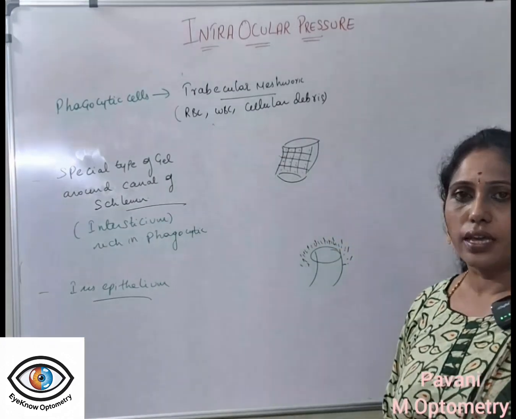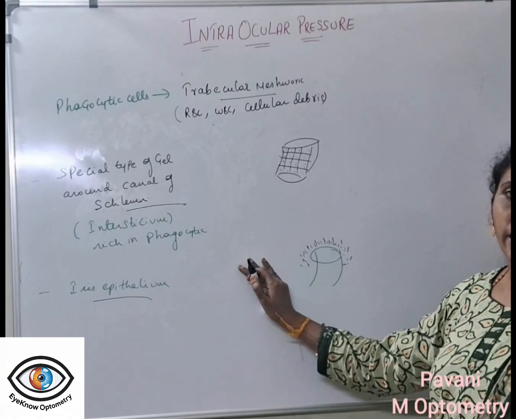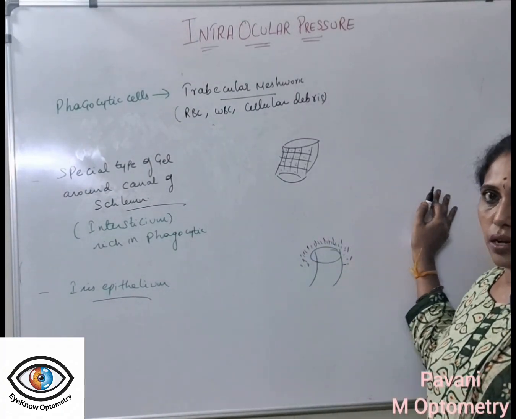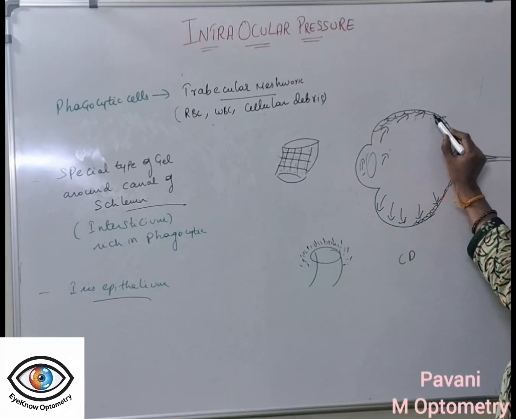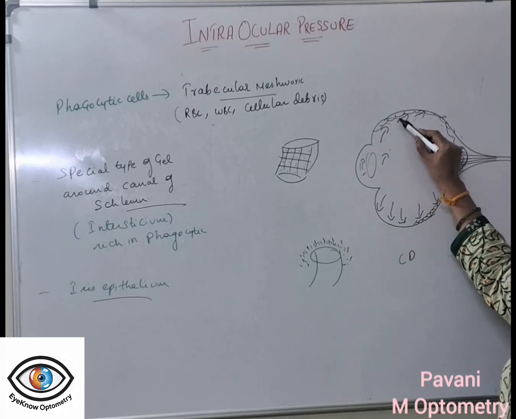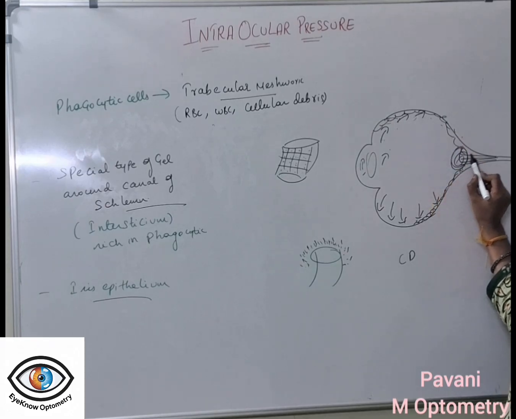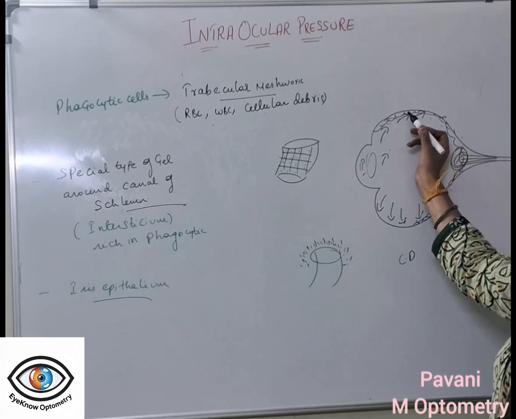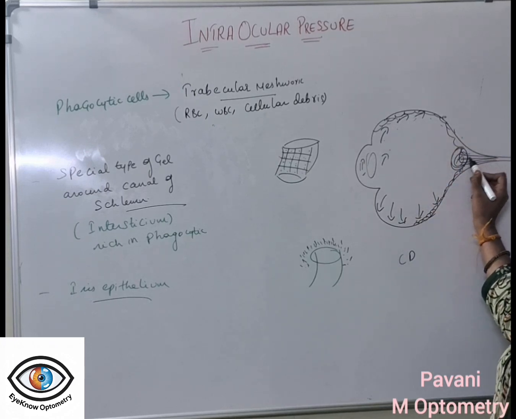Whenever we talk about the increase in the intraocular pressure, mainly we say that there will be damage to the optic nerve. Why does it happen? When the pressure increases, here you will have the ganglionic cells, right? The pressure will be more on the ganglionic cells. As a result, there will be degeneration of the ganglionic cells. All the axons of the ganglionic cells form the optic nerve, right? The pressure on the ganglionic cells increases. As a result, there will be a degeneration of the optic nerve fibers.